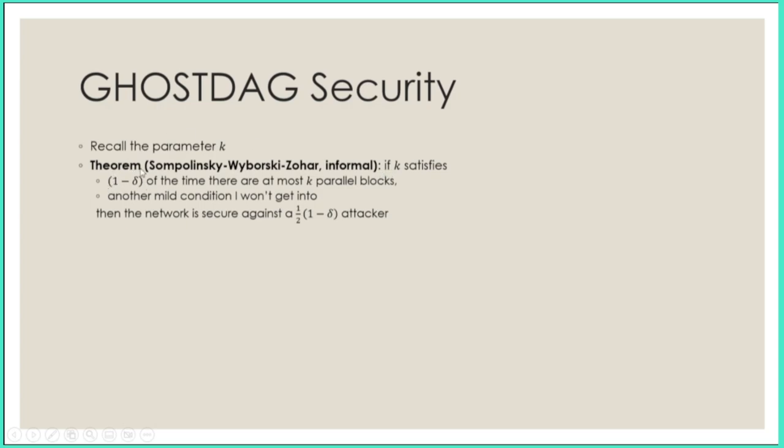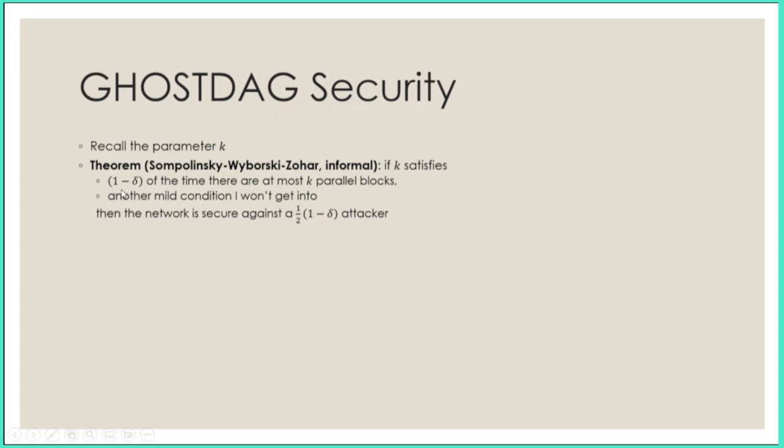One is that most of the time, one minus delta of the time, there are at most K parallel blocks. So say delta is like 2%, then I'm saying 98% of the time, we are not going to see more than K blocks produced which do not know each other. And there is another mild condition that I'm not going to get into. It actually relates to what I said earlier, that the heaviest chain and the selected chain are not exactly the same. Don't worry about this.